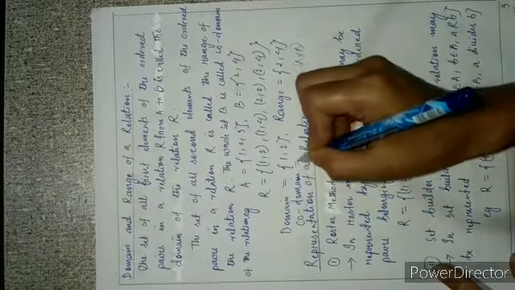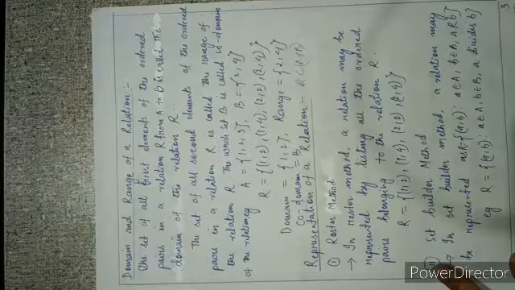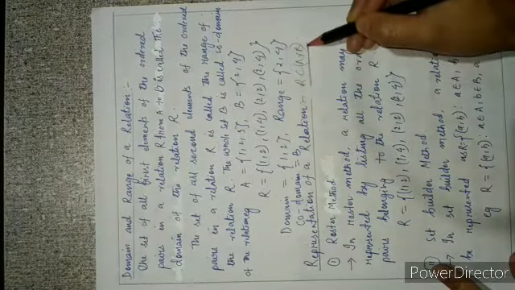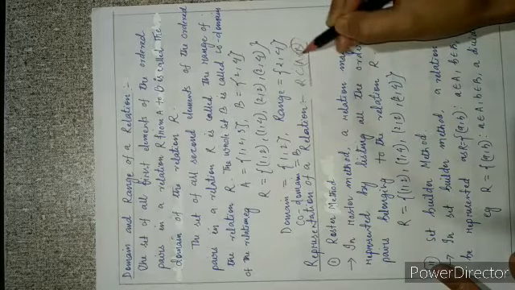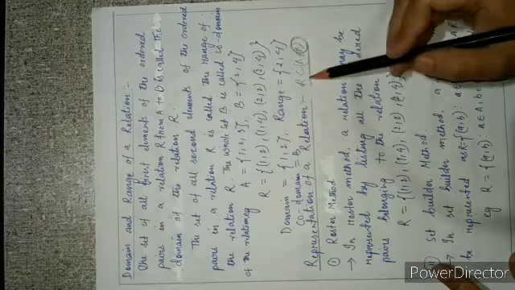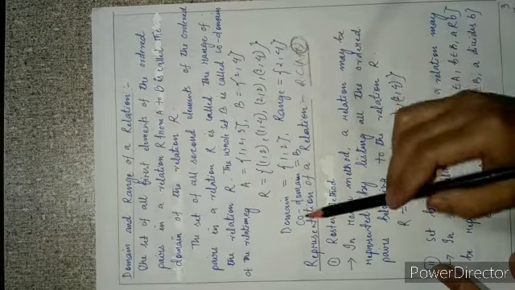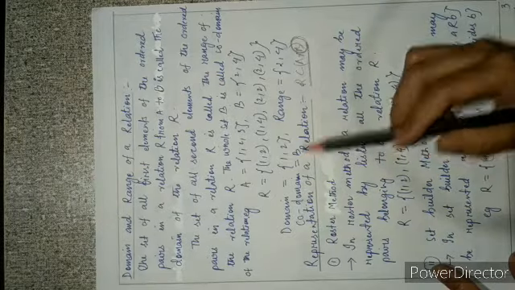Codomain is the set B. The question is, R is a subset of A cross B. Codomain is the second set. In case of A cross B, we have a set, the second set is B. And so codomain is the set B.